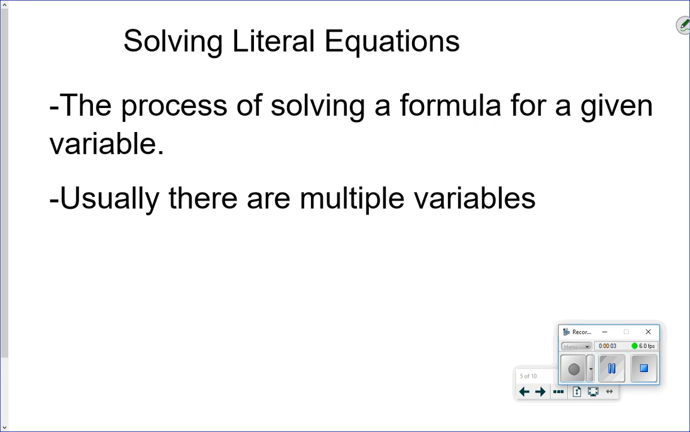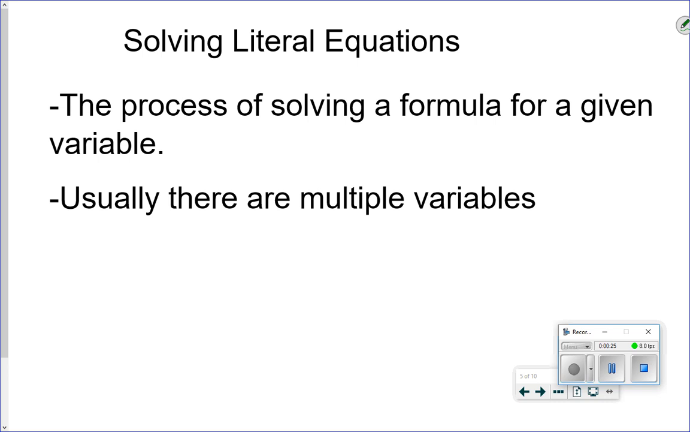This lesson is on solving literal equations. Now, solving a literal equation is basically the process of solving a formula for a given variable. You've been doing this already when you solve for x, but in these cases, there's usually multiple variables. You don't get a single answer such as x equals 5.